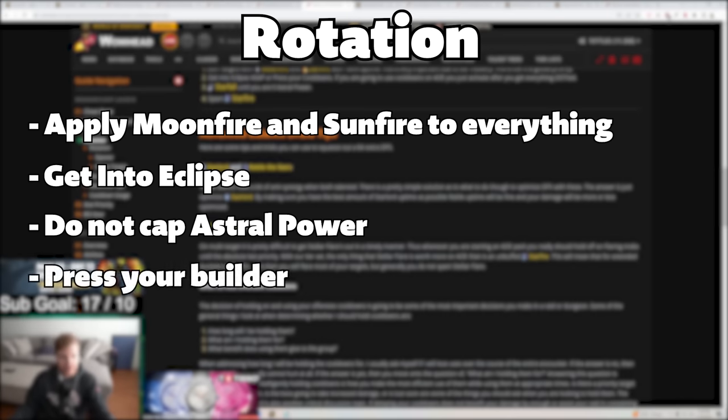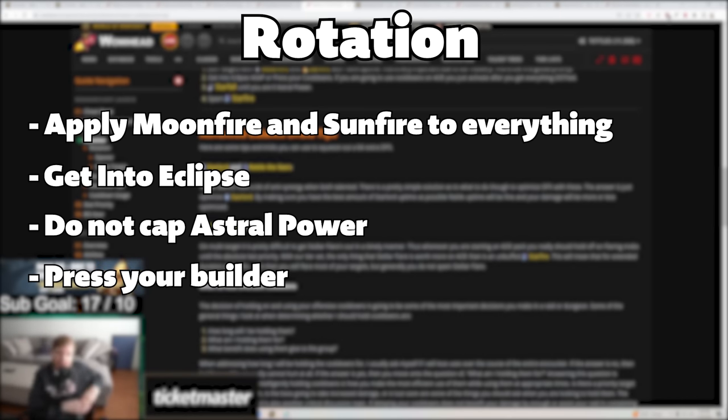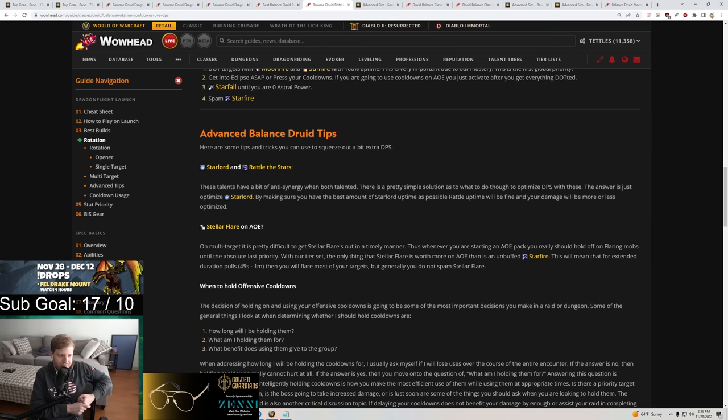Additionally, you press your builder. Starfire is the best in slot builder. You pretty much press that as your builder at all times. The only situation that you would be pressing Wrath is whenever you are inside of Celestial Alignment on single target. Beyond that, the only time you're pressing Wrath is to get back into Lunar Eclipse.